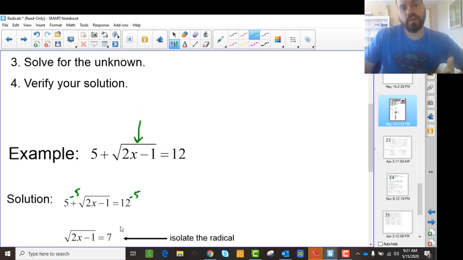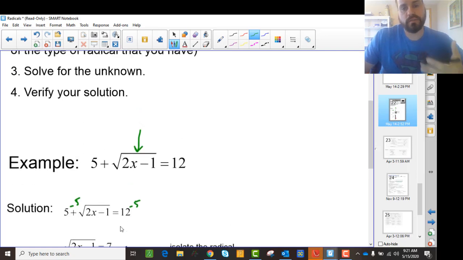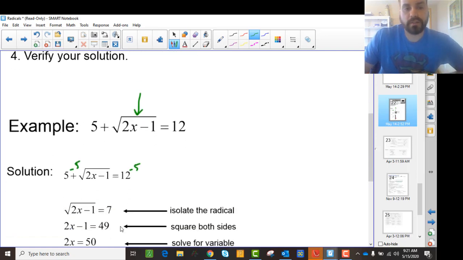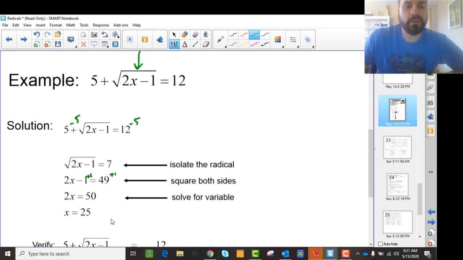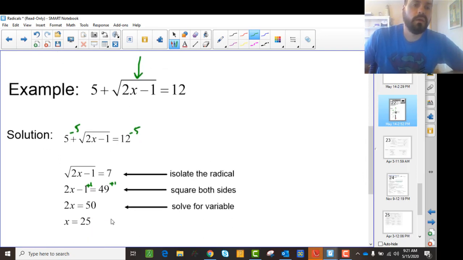Then the third step is to solve for the unknown, to solve for x. That means 2x is equal to 50, I just add 1 on both sides. And then x is 25. Okay, so we get our answer: x is equal to 25.